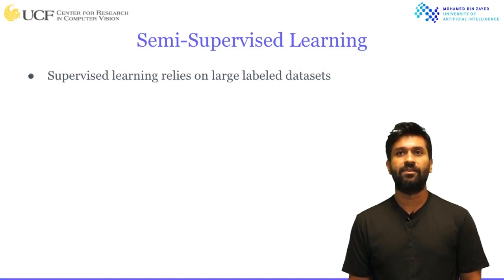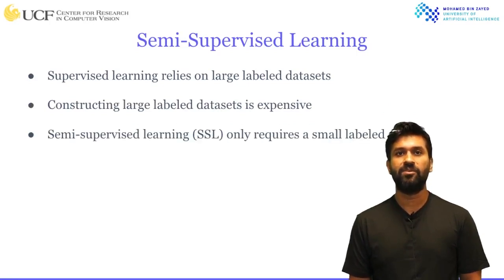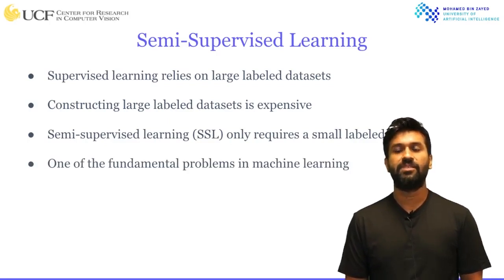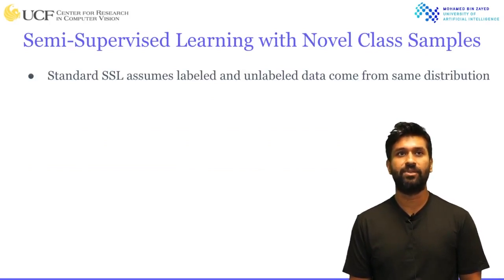Supervised learning relies on large labeled datasets, as you all know, and constructing those large labeled datasets is expensive. Semi-supervised learning, on the other hand, only requires a small labeled dataset. And it is one of the fundamental problems in machine learning. But semi-supervised learning gets tricky with novel class samples.